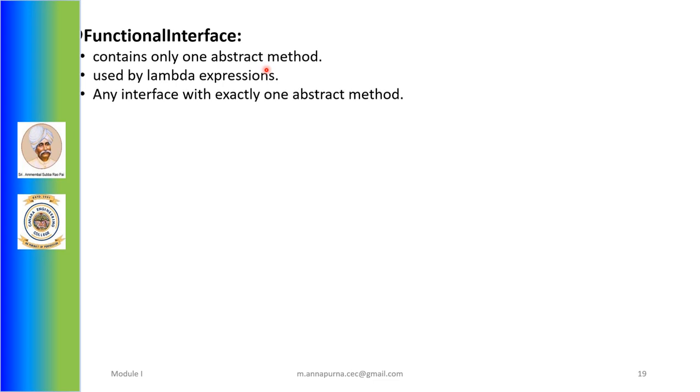@FunctionalInterface. JDK 8 has a marker annotation that was designed for use on interfaces and is called @FunctionalInterface. This annotation indicates that the annotated interface is a functional interface. A functional interface is an interface that contains only one abstract method. From Java 8 onwards, lambda expressions can be used to represent the instance of a functional interface. That is, these functional interfaces are used by lambda expressions.